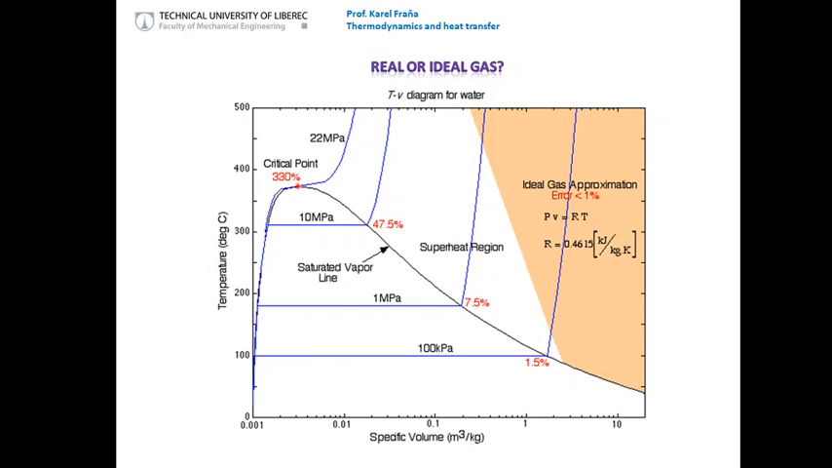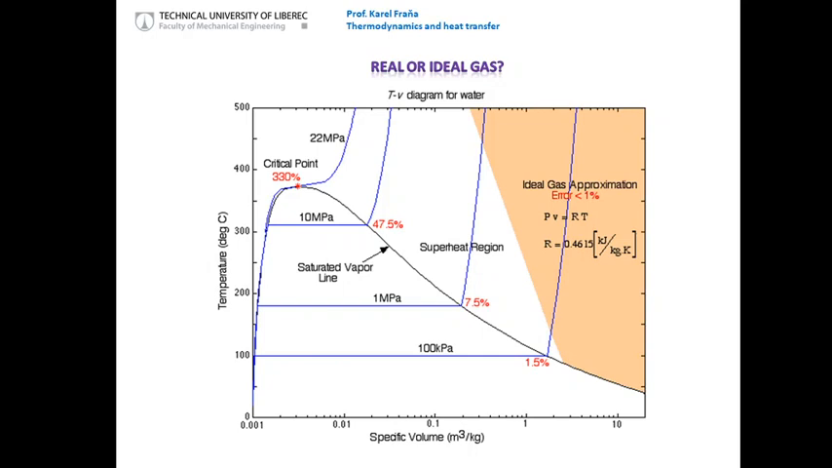The red region depicts the region where you can practically apply the ideal gas approximation, which you know in the form PV proportional to RT. The only thing you have to know is the specific gas constant, which is 0.4615 kilojoule per kilogram Kelvin. This is the specific gas constant for steam. If you calculate the change in this region, your error will be just below 1%. And you can apply the theory.